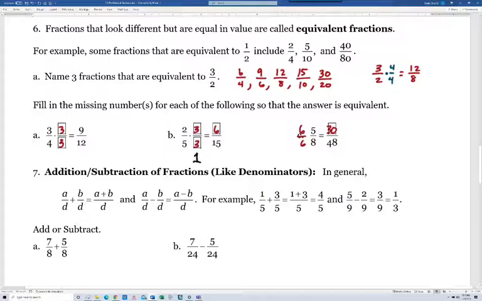Number 7, now we're going to talk about addition and subtraction of fractions when we have like denominators. So basically, you could see 1/5 plus 3/5 is 4/5. And so all we're doing is adding the numerators. Or if you had 5/9 minus 2/9, 5 minus 2 gives you 3, and the answer is 3/9, which reduces to a half.